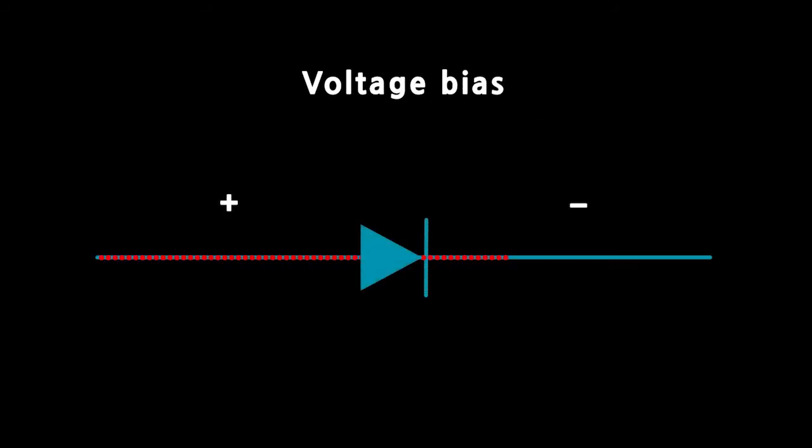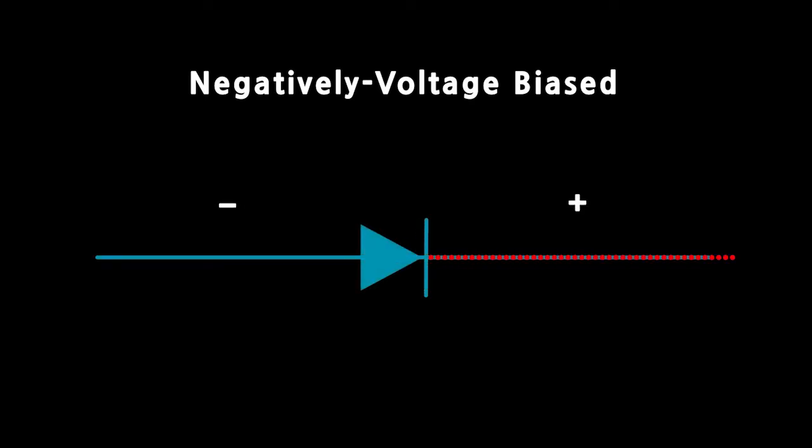If the device is forward voltage biased, current will flow through the diode following the body diode's direction. Think of the triangle like an arrow. However, if the device is negatively voltage biased, current will not flow through the diode. The perpendicular line shows the body blocking direction.